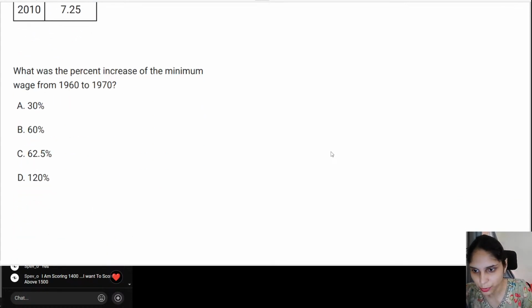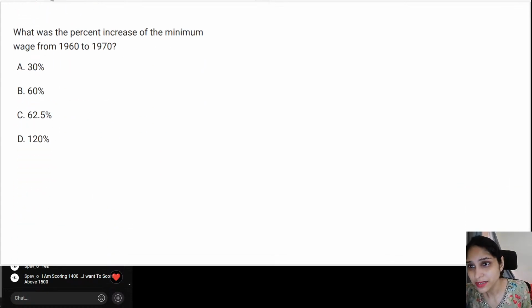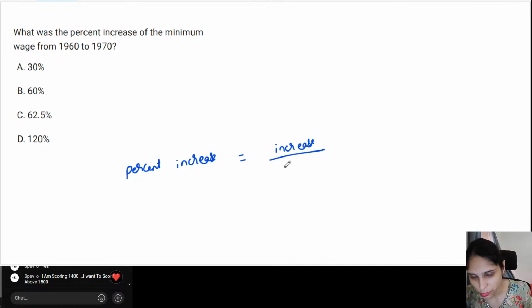So first we'll see the formula. Whenever there is a change, so percent increase, that means you want to find out the percentage of the change. So it is always increase divided by original. Original means the first value. Slash from, times 100.